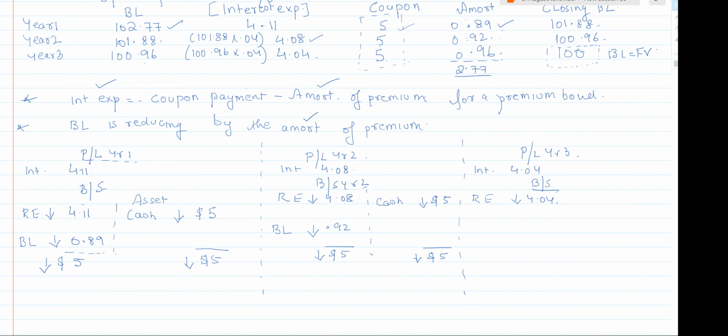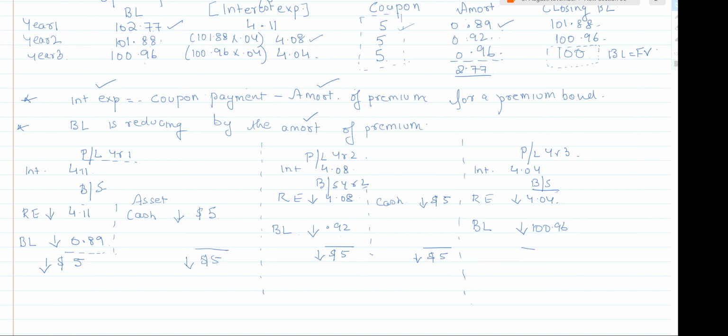My opening bond liability is 100.96. My closing bond liability would become nil, right? So my bond liability would go down by 100.96. And why will it go down by 100.96? Because the bond has matured, investors would be repaid, so the bond liability would become zero and it shall be removed from the books of accounts, right?